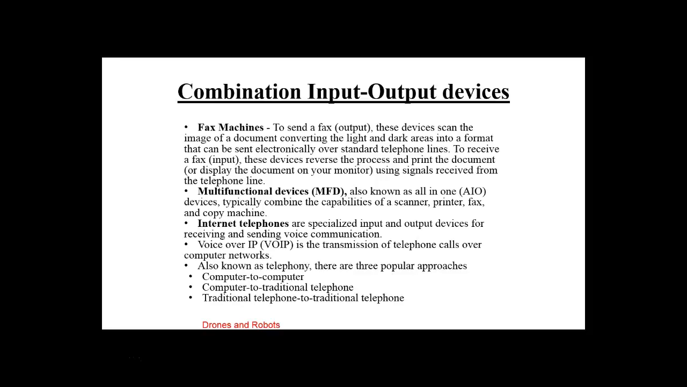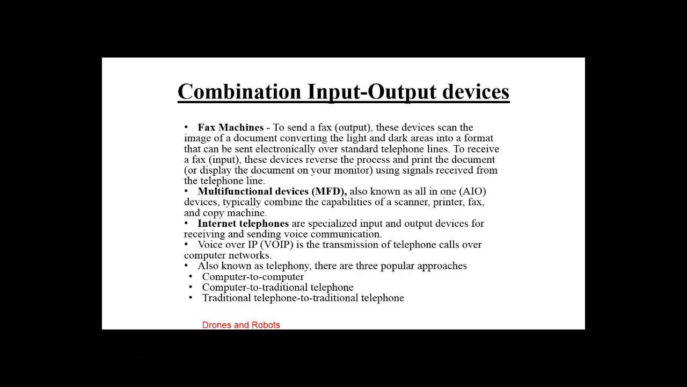Voice over IP is the transmission of telephone calls over computer networks. This has become commonplace. For instance, many T-Mobile and AT&T phones have the ability to not only use the cell phone towers, but also to use Wi-Fi, so that makes them voice over IP. There are three different approaches for voice over IP: computer to computer, computer to traditional phone, and traditional phone to traditional phone.